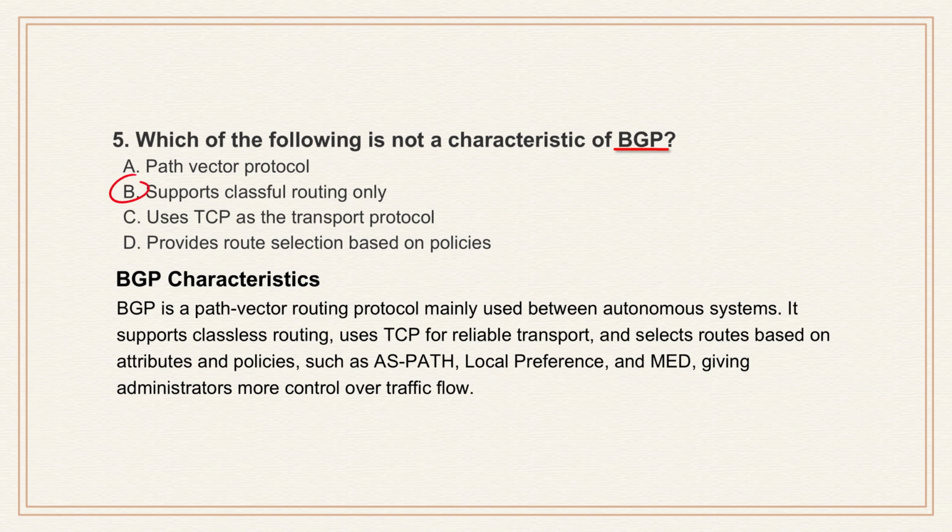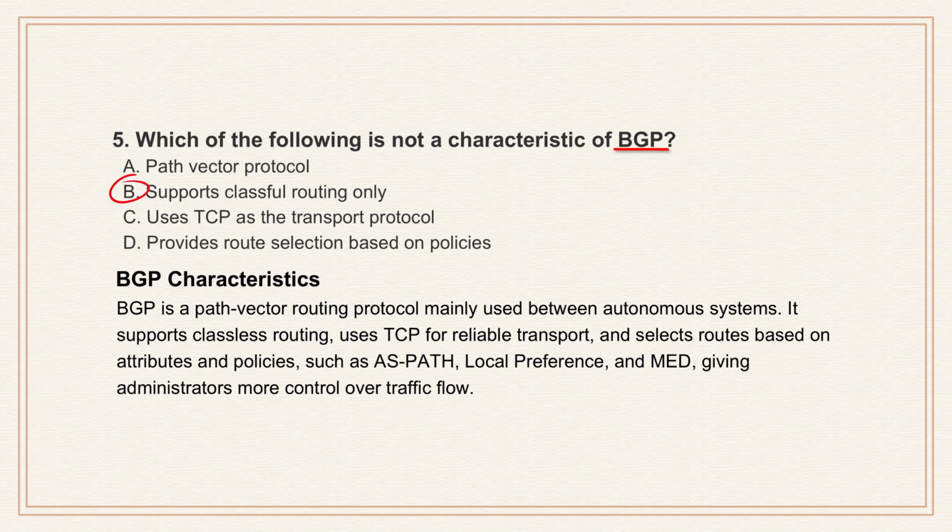Yeah, that's a really key point. BGP is a path vector protocol. It uses TCP for reliability. It supports policy-based routing. That means admins can set rules about traffic flow. But the idea that it only supports classful routing, that's wrong. Okay. BGP was designed specifically to support classless interdomain routing, CIDR.